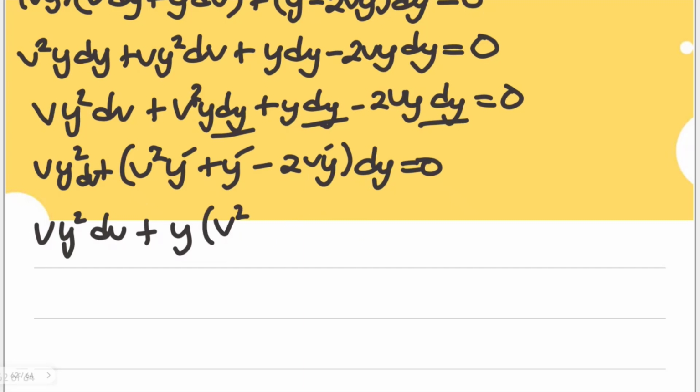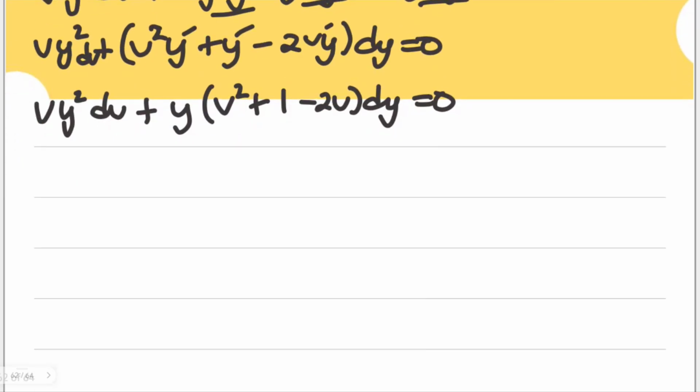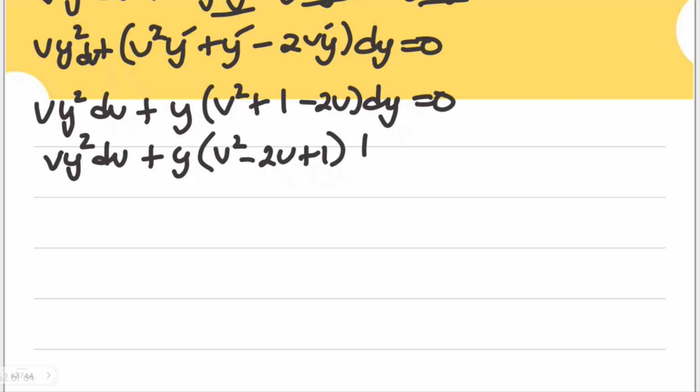I'm going to do it step by step. So you have v squared, factoring y you have 1, factoring y you have minus 2v dy here equal to 0. And then just simply rearranging them, you have vy squared dv plus y times v squared minus 2v plus 1 dy equal to 0. So from here, we are just going to make sure that we can separate variables. The point here is the variables to be paired with dy will only be y's, and for dv would be v's.